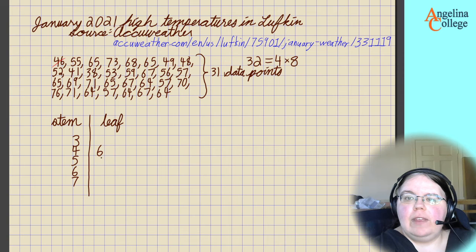55. So in the 50s stem, I'll put a 5 leaf. So this is just like place value, where the stem is the tens place and the leaf is the ones place. And then just keep going. So then next one is 65. So I go to the 60s stem and put a 5 leaf. 73. So I go to the 70s stem and put a 3 leaf. 68, so 60s stem, 8 leaf.